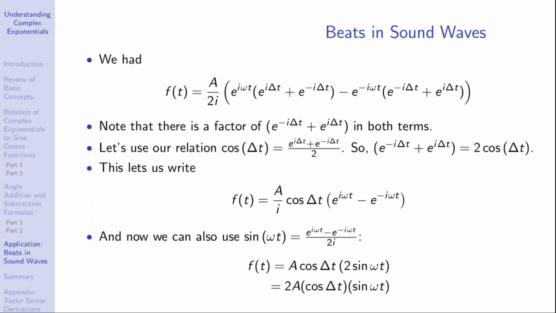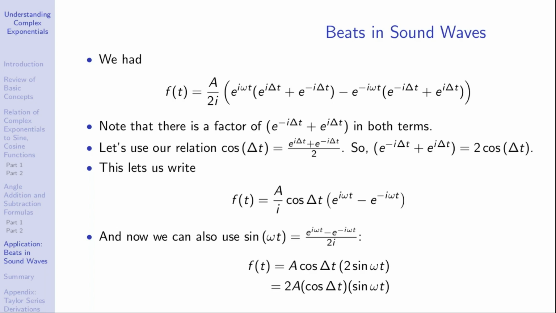Okay, so we have our expression from the previous slide. Note that there is a factor of e to the minus i delta t plus e to the i delta t in both terms. So let's use our relation that cosine of delta t is equal to e to the i delta t plus e to the minus i delta t over 2. So this means that e to the minus i delta t plus e to the i delta t is equal to 2 cosine delta t.